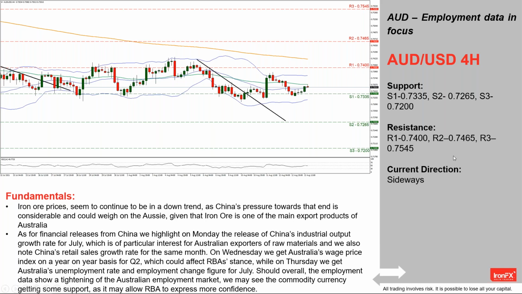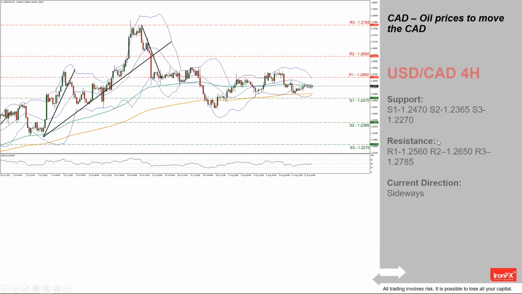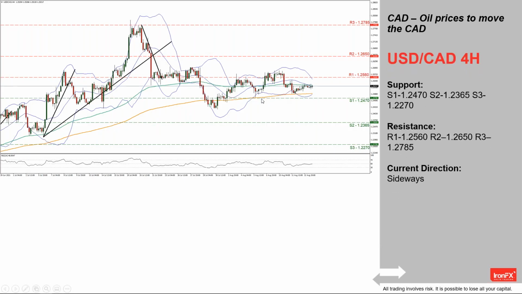Moving now to the loonie, and this should be USD CAD for our chart. Now, the pair has been moving in a sideways motion between the 1.2470 and the 1.2560 levels. We tend to maintain our bias for a sideways motion, and we would require a clear breaking of either level mentioned for our opinion to change.